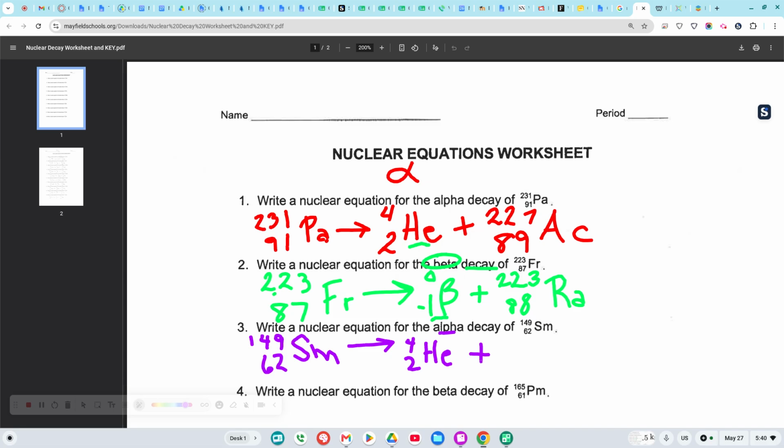What plus 4 gives us 149? That would be 145. We could double check. 145 plus 4? Yes, 149. What plus 2 gives us 62? That would be 60. 60 plus 2 is 62. Now we look at the periodic table. What has an atomic number of 60? And that would be neodymium.